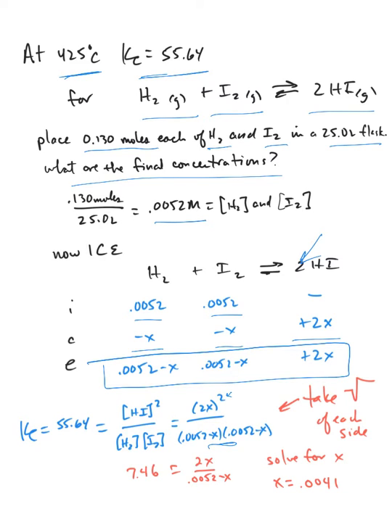So if you take the square root of each side, you get the square root of 55.64 is equal to the square root of that whole expression. So if you just get rid of the squareds and solve for x, you get the value of x is equal to 0.0041. I'll leave it to you to do that math out on paper so that you see that it all works. I'm pretty sure it all works.